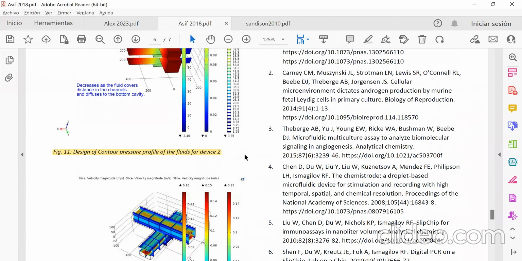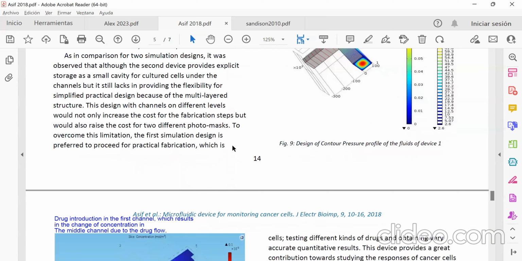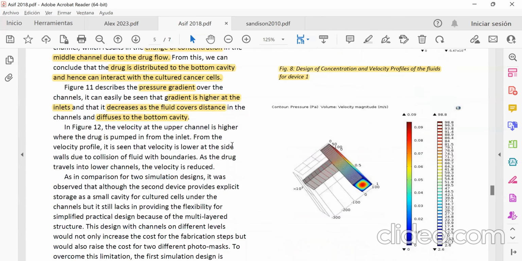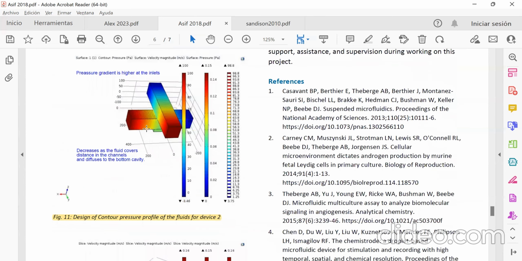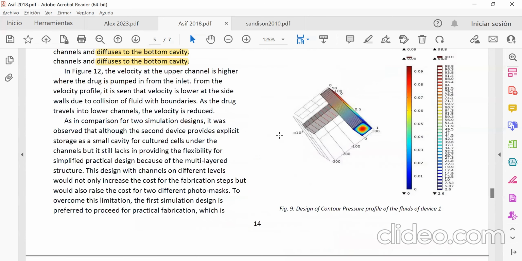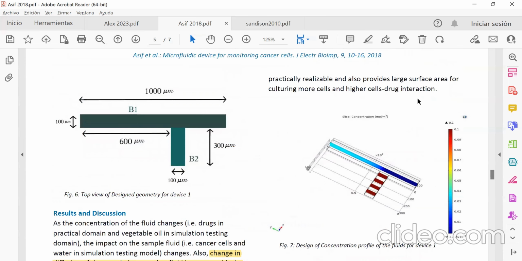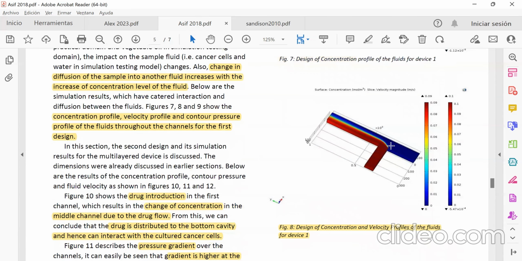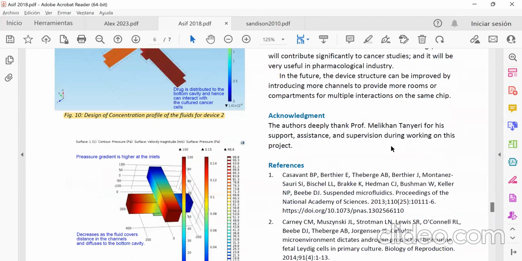Also the authors consider that the first design is better because it costs less. As you can see, here there are two layers. And the first one helps to improve the surface area for culturing more cells and also for higher cell-drug interaction, as you can see here. And those are the results and also the conclusion of this experiment.